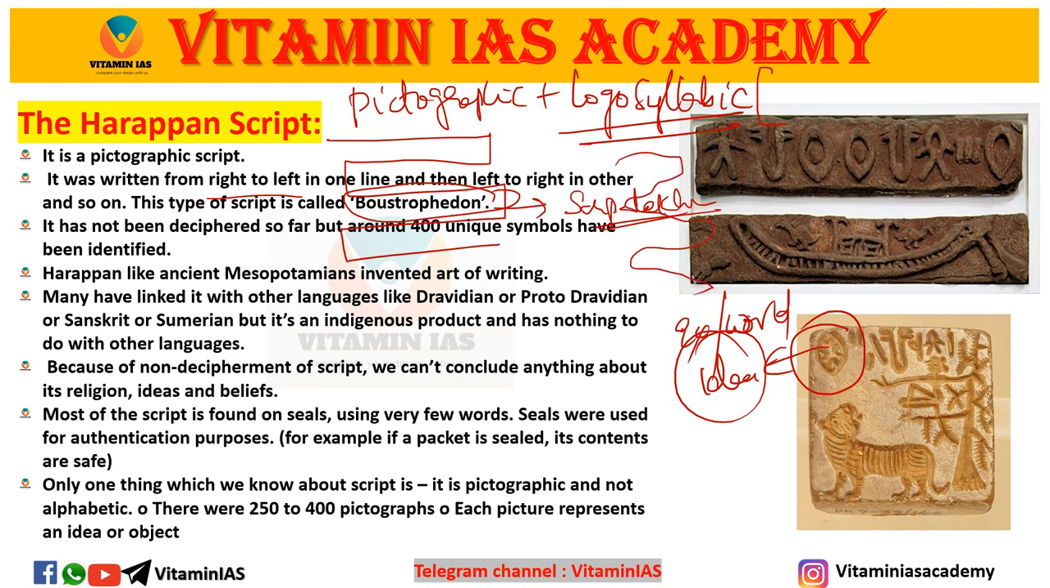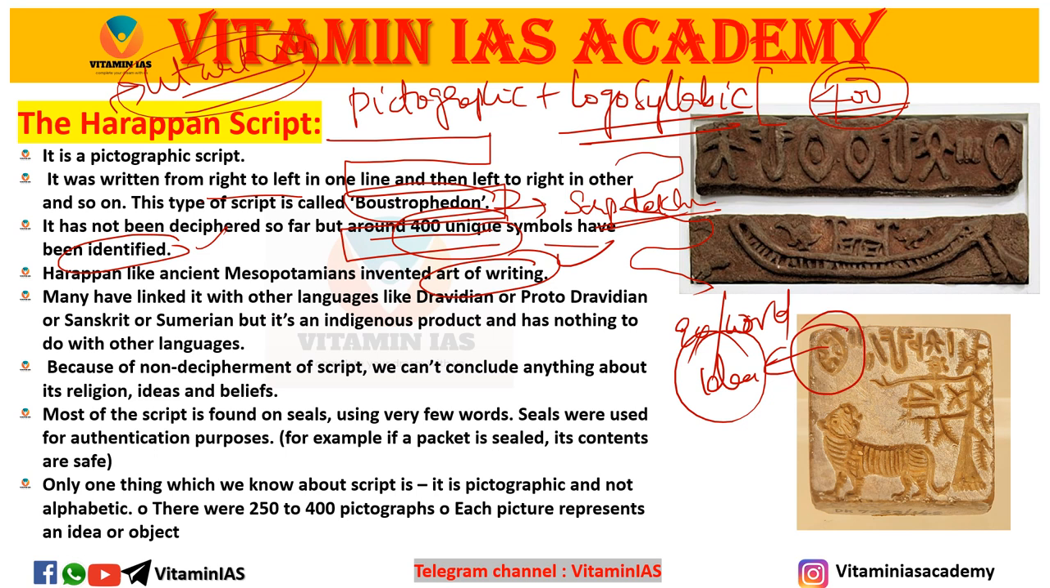The script has not been deciphered so far, but around 400 unique symbols have been identified. Till now, we don't know the meaning of these symbols. Harappans, like the ancient Mesopotamians, invented the art of writing. That's why Harappan civilization is also known as a literate civilization, because they knew how to write. Even though we have not found the meaning of that writing, they knew some writing. That's why it is called a literate civilization.